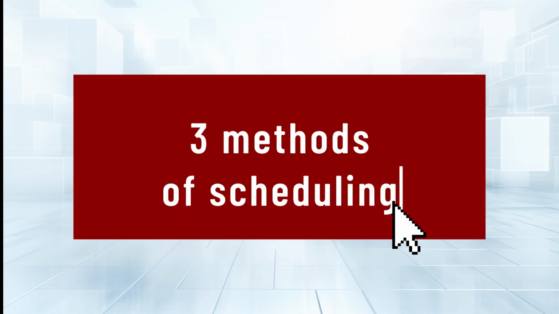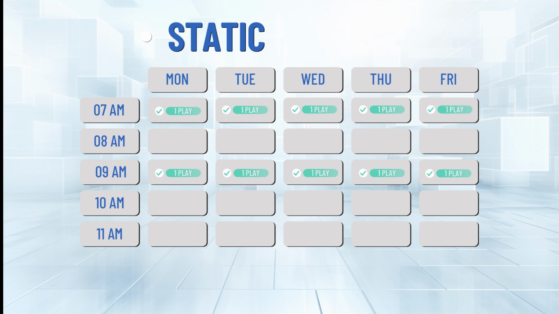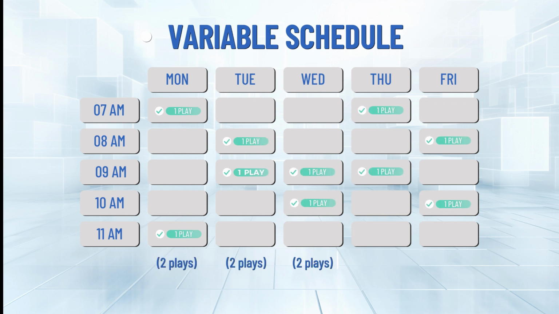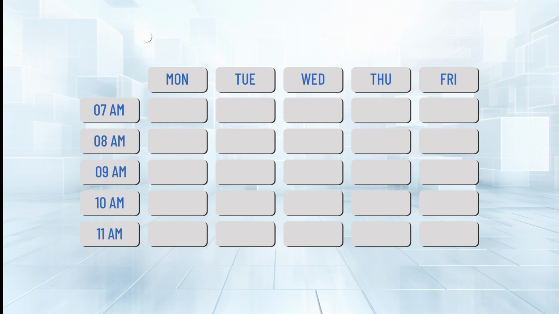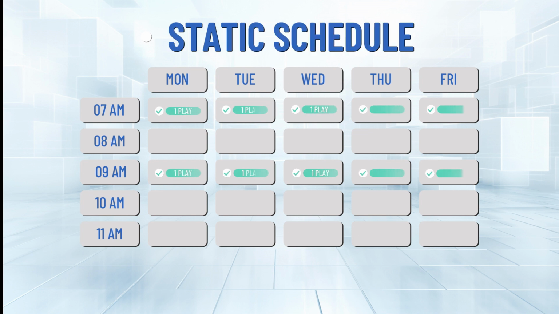Before we proceed, a quick reminder: in AdMaster, there are 3 ways to schedule a campaign. In a static schedule, you make the selection of the hours for the campaign. In a variable schedule, you set the daypart and the number of plays, and AdMaster makes a different hours selection each day. In a manual schedule, well, as the name says, you do everything manually. In this video, we'll focus on the static schedule. Let's jump right in.